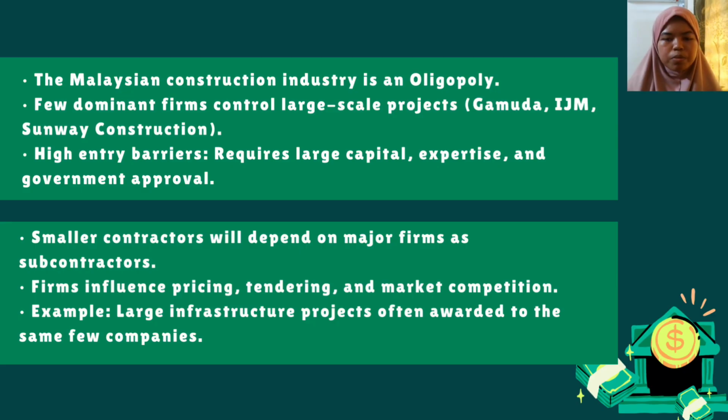Smaller companies usually work as subcontractors under these big firms, especially for government or infrastructure projects. Because of the dominance, the major players have strong influence over price and tendering processes, which affect overall competition in the industry. In short, the Malaysian construction sector fits the characteristics of an oligopoly: few dominant firms, limited competition, and significant market control.